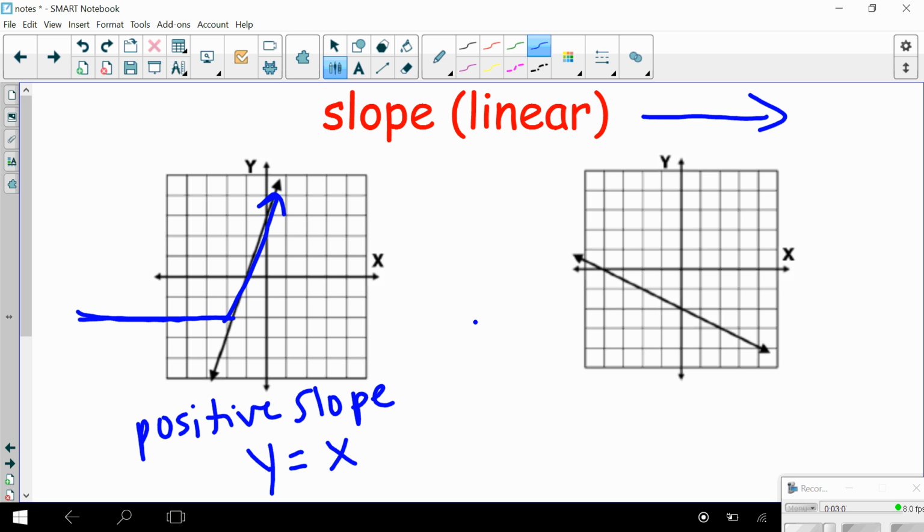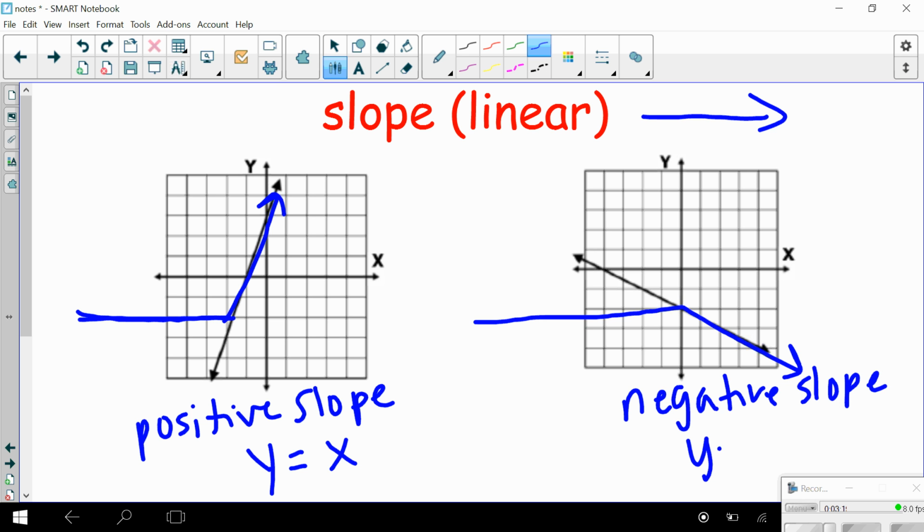Looking at the linear function on the left, when I go from left to right, it hits the graph and it goes down, which means it has a negative slope. A linear function with a negative slope will always be in the form of y equals -x.